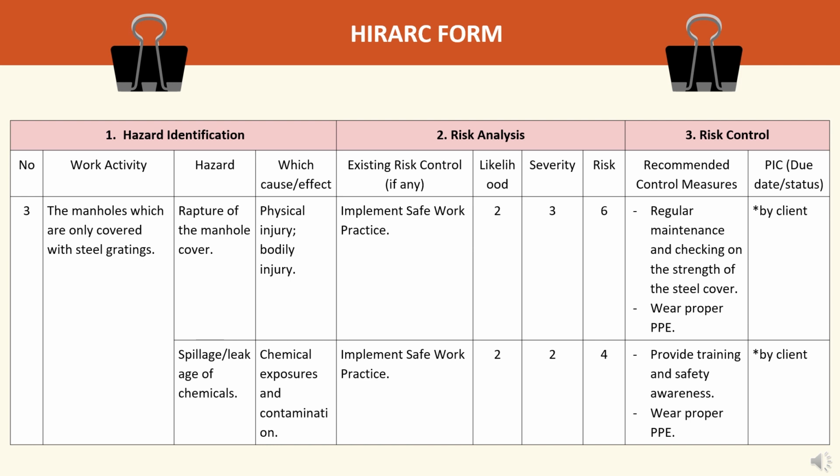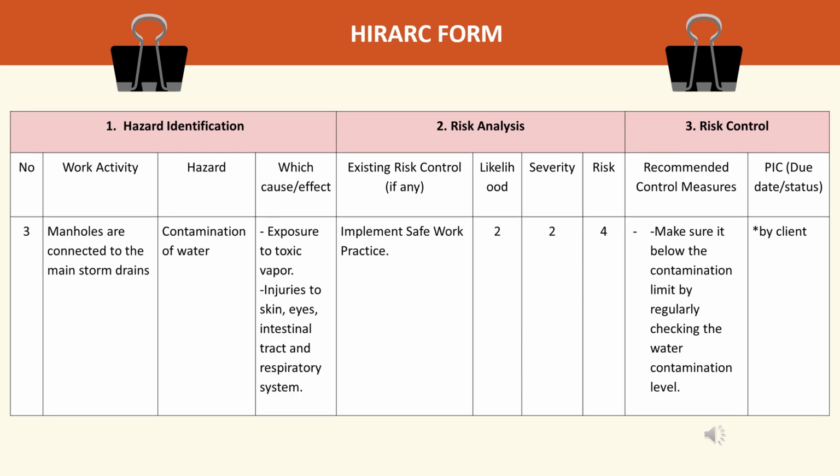The recommended control measure for the first hazard is regular maintenance and checking of the strength of the steel cover, and wearing proper PPE. For the second hazard, the recommended control measures are providing training and safety awareness and wearing proper PPE.